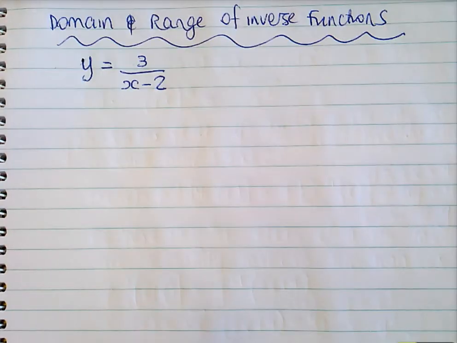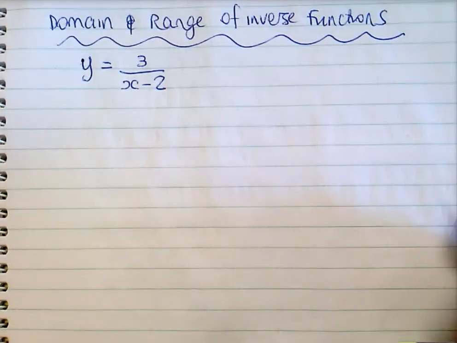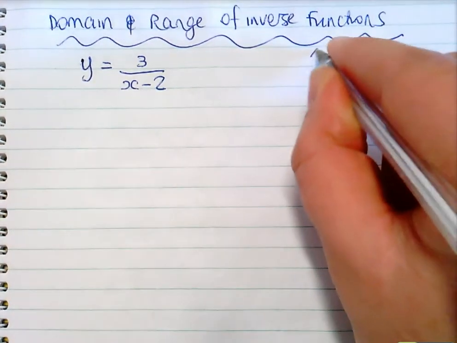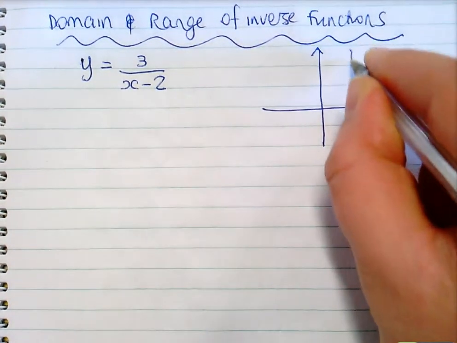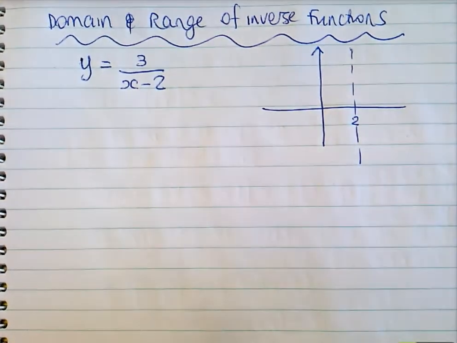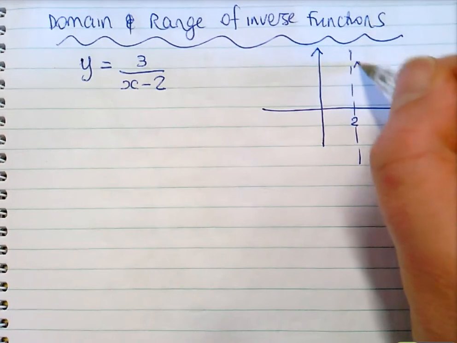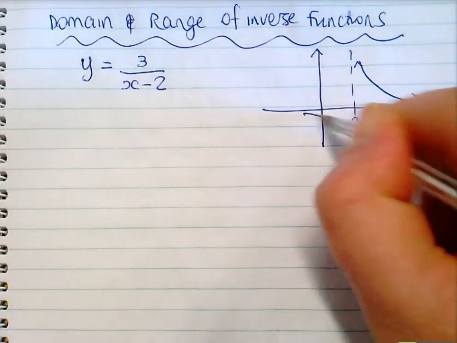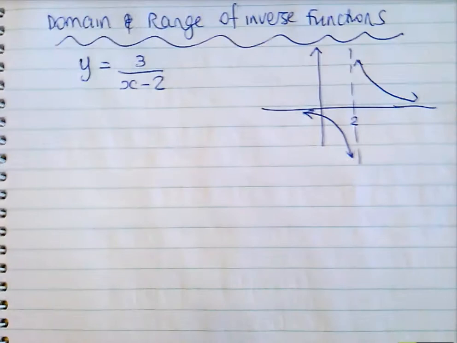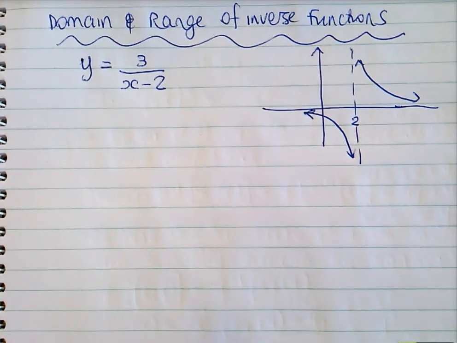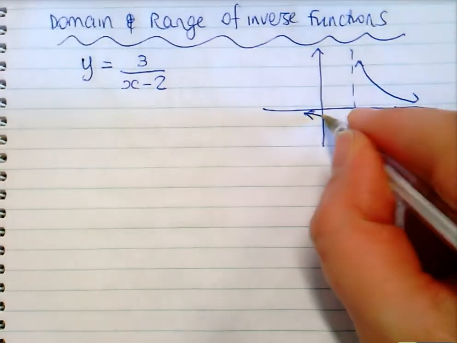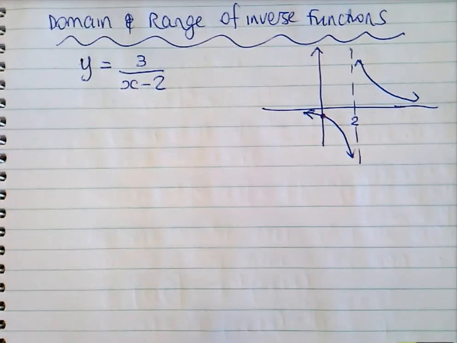Now, domain and range of inverse functions. Y equals 3 divided by x minus 2. This is a hyperbola. What's the vertical asymptote? I'm just going to draw it here. Yeah, vertical asymptote is 2. Which quadrants is it in? First and third. It looks like this, doesn't it? When x is 0, what's y? Anyway, it's down here. What are the asymptotes? What's the domain? Do you remember how to draw those, girls?